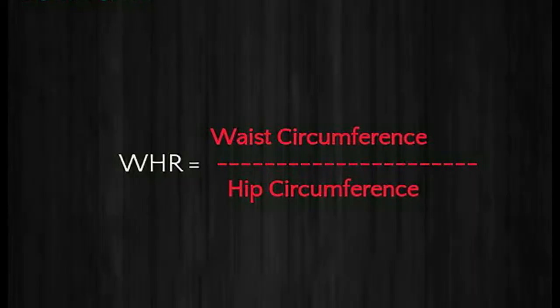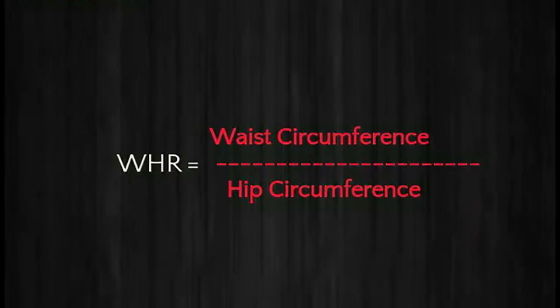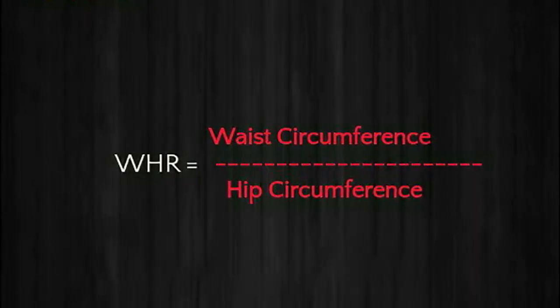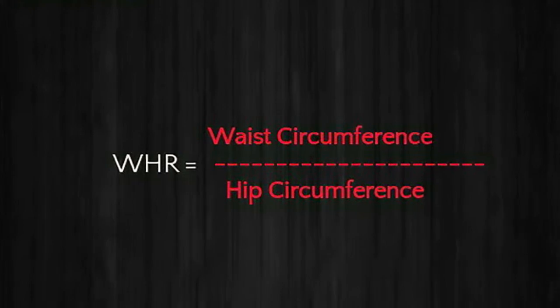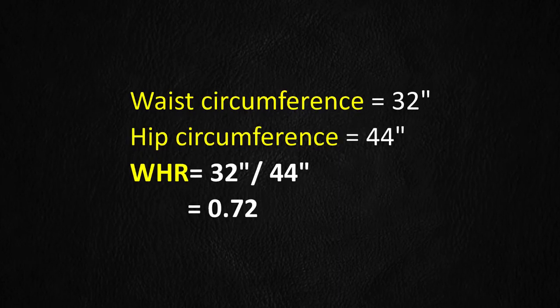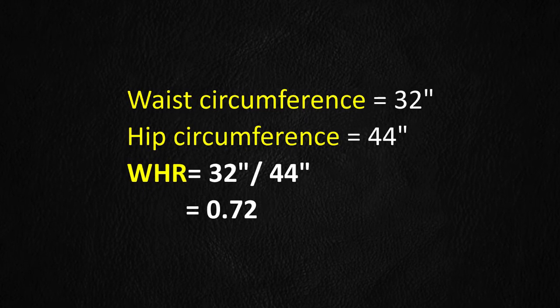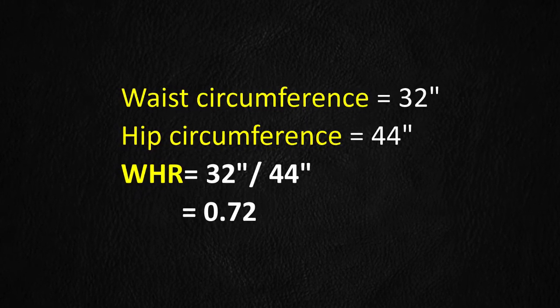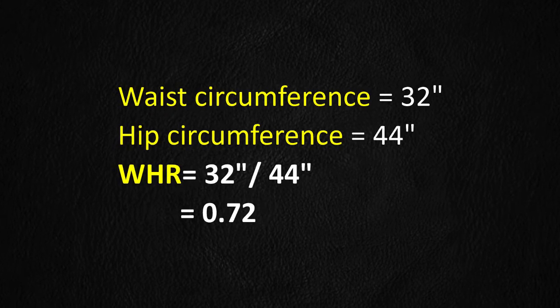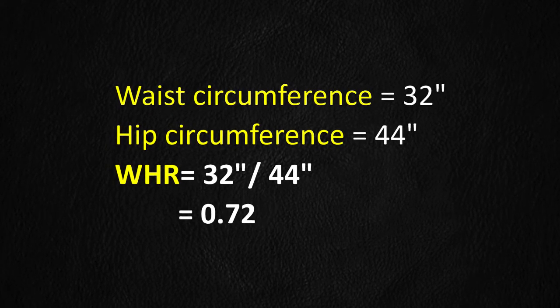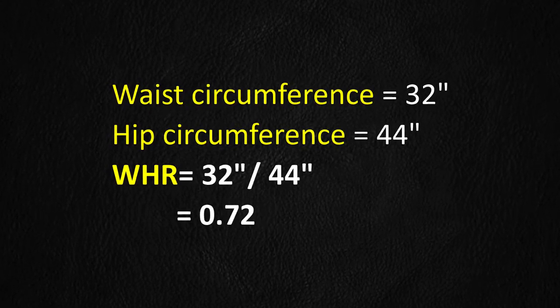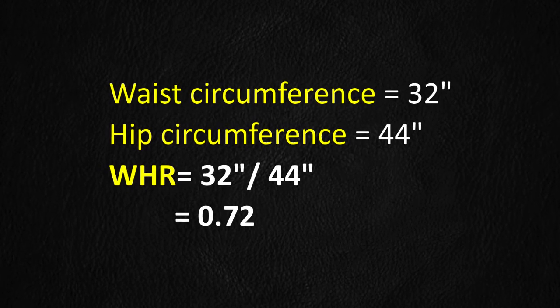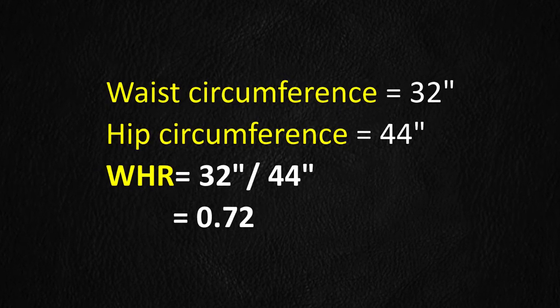Now, the waist to hip ratio is the circumference of the waist divided by the circumference of the hip. The measurement can be taken in inches and in centimeters too. For instance, if your waist circumference is 32 inches and your hip circumference is 44 inches, by using the formula, divide the waist circumference by the hip circumference. That is, divide 32 inches by 44 inches and you'll get a waist to hip ratio of 0.72.